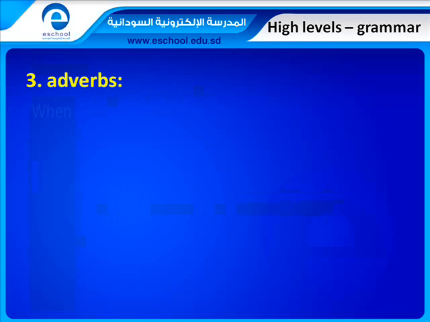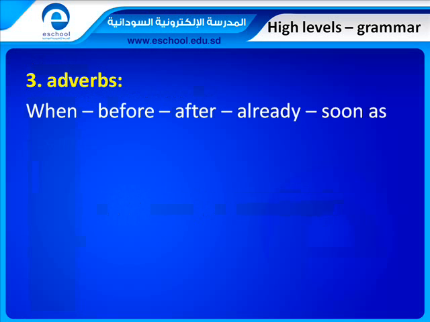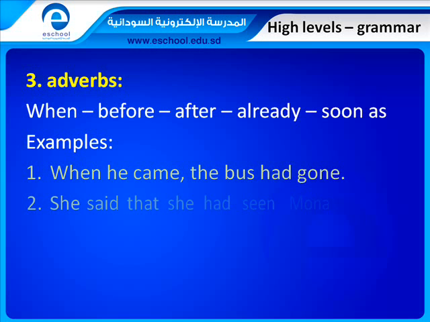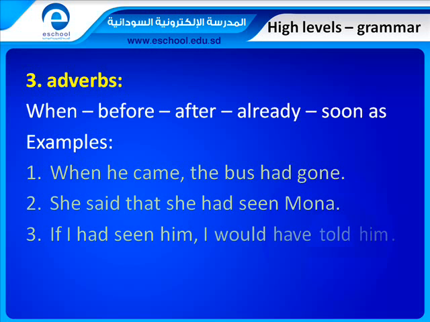The time expressions of past perfect are when, before or after, and before and after we have an action. Already, as soon as, and by the time. For example, when he came, the bus had gone. Had gone is the past perfect. Gone is the past participle of go, and we have the word had. She said that she had seen Muna. Seen is the past participle of see, and we have also the word had.